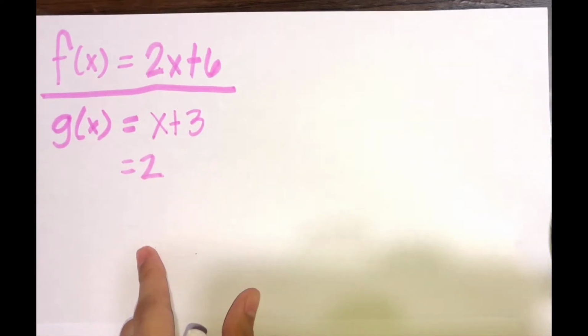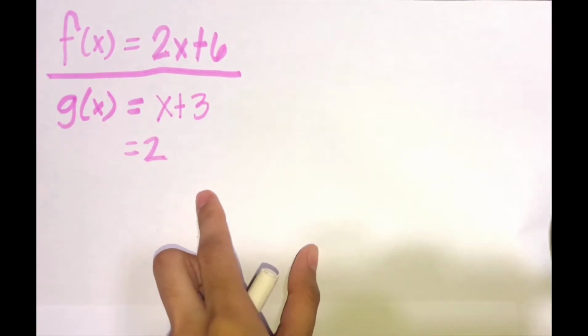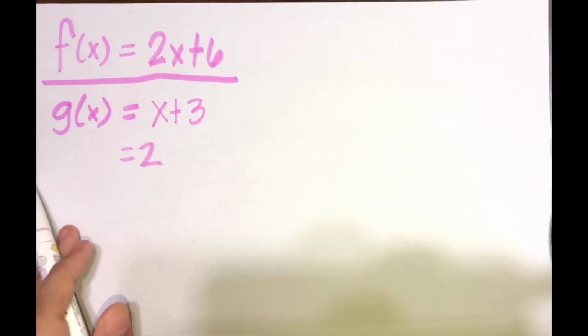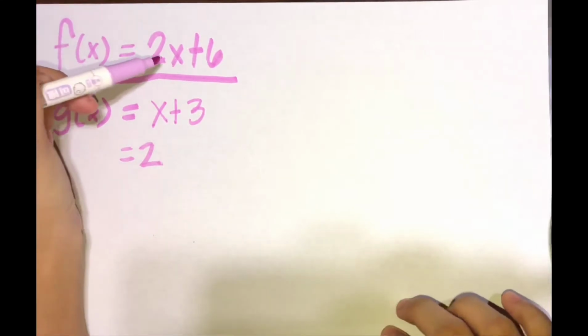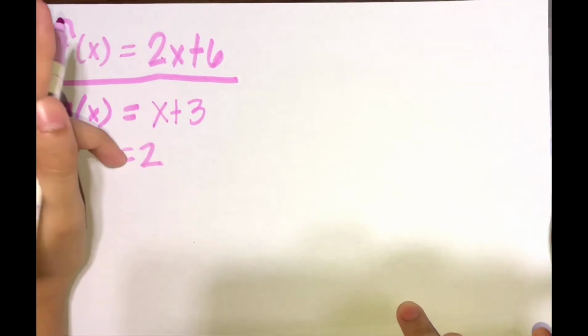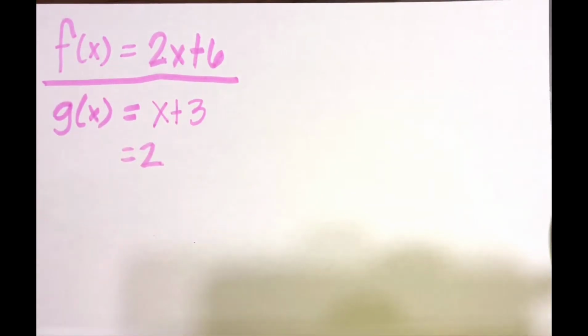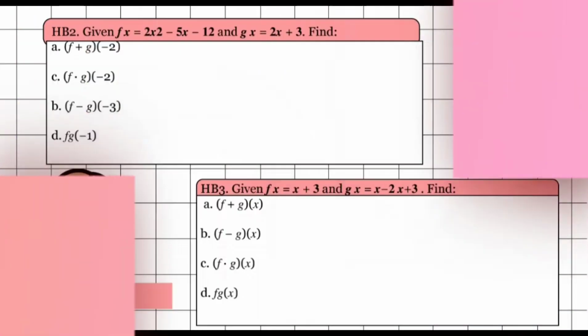Why is our quotient 2? Let's check if it's correct. 2x divided by x is equals to 2, and 6 divided by 3 is equals to 2. So our answer is correct.